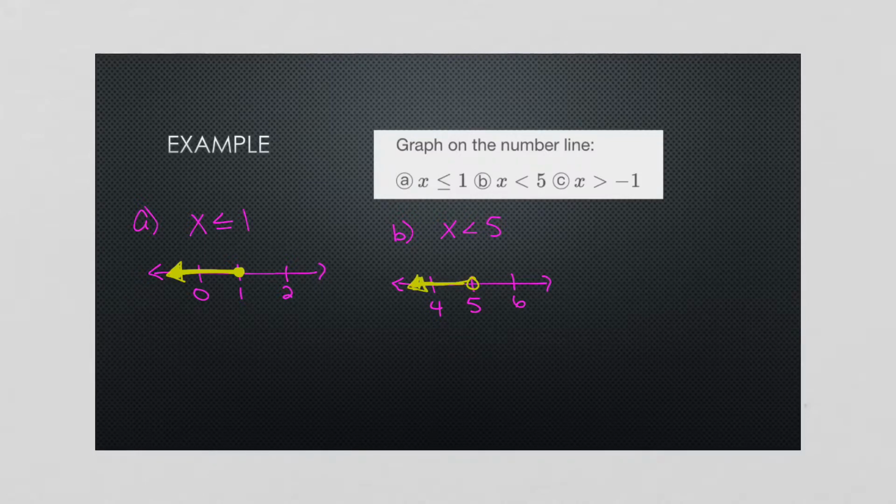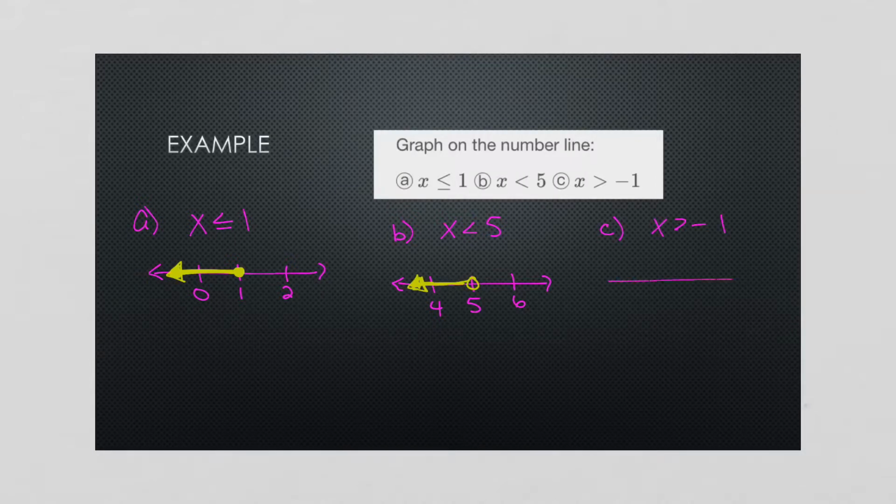Now the reason why I didn't put a circle at 4 is because what about 4.999999? That's still less than 5. So that's why we put the open circle at 5. That means don't include this number in your solutions, but include everything immediately to the left of that.